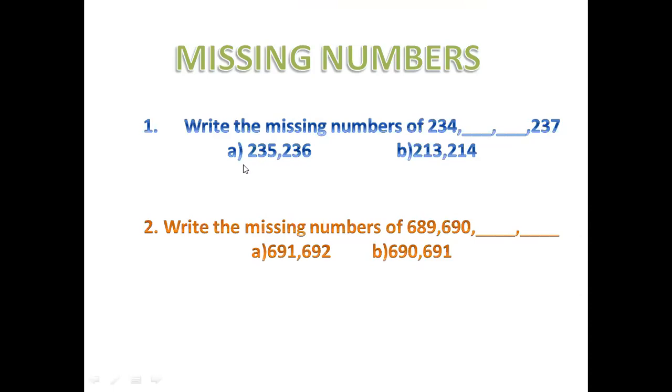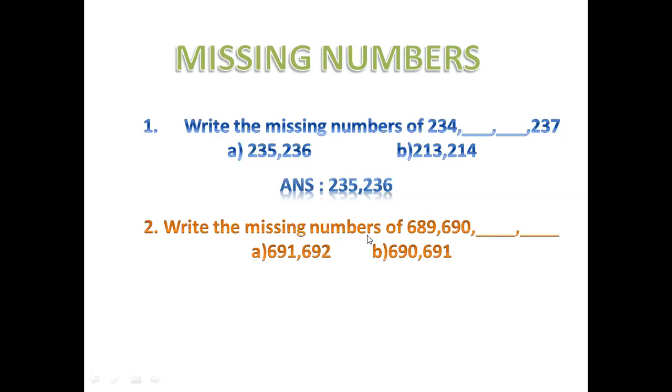Is it A, 235, 236 or B, 213 and 214? What is the answer? Yes, the answer is 234, 235, 236 and 237. That is why kids, I told you, always learn the counting nicely. Okay, then only you will remember how to do this. So counting is very important. Let's see the next question.